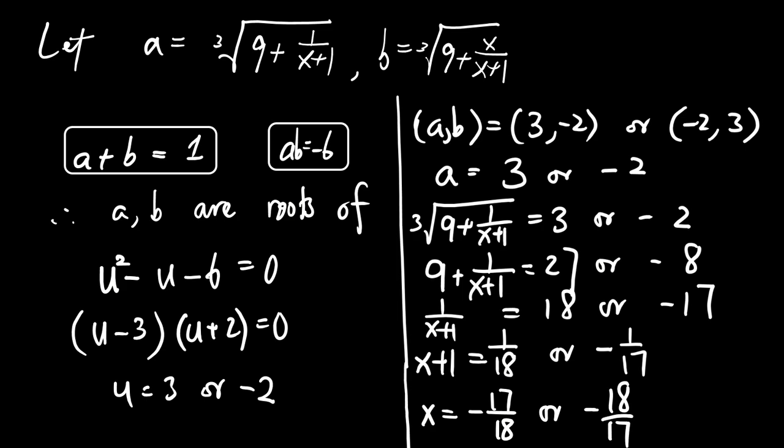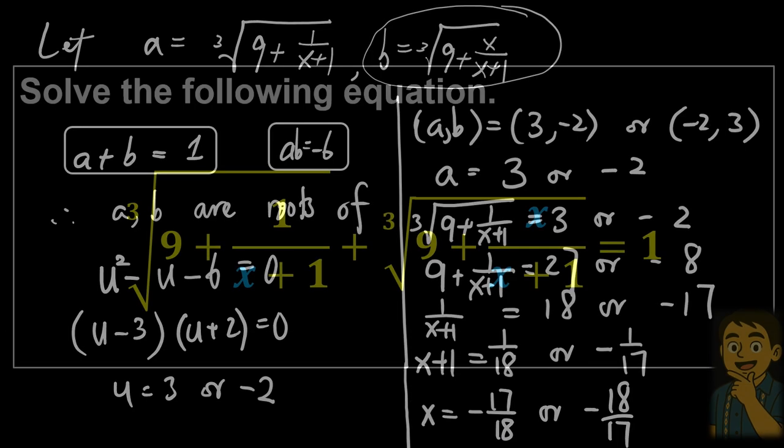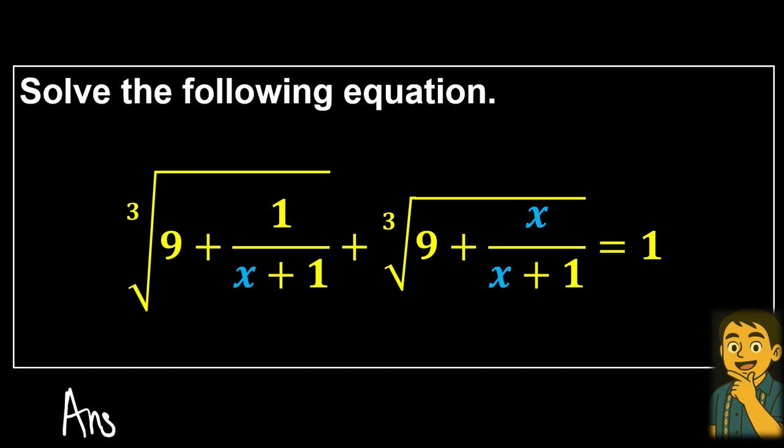You may also try to get the answer by using the expression b, which will also give you the same answer. Meaning that we have two answers here. It's either x equals negative 18 over 17 or negative 17 over 18.